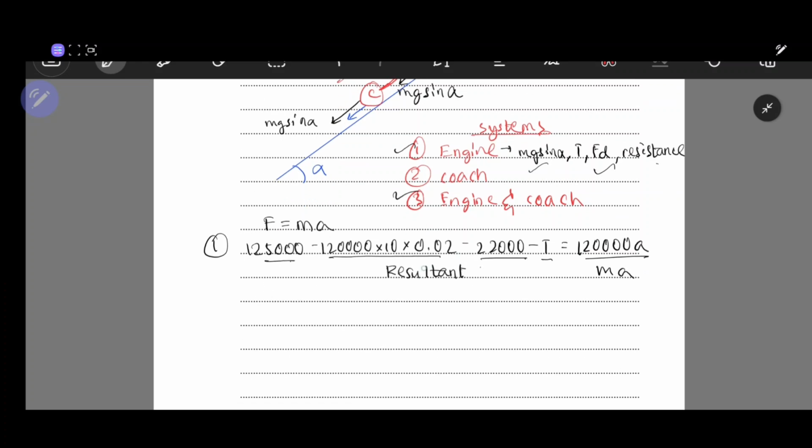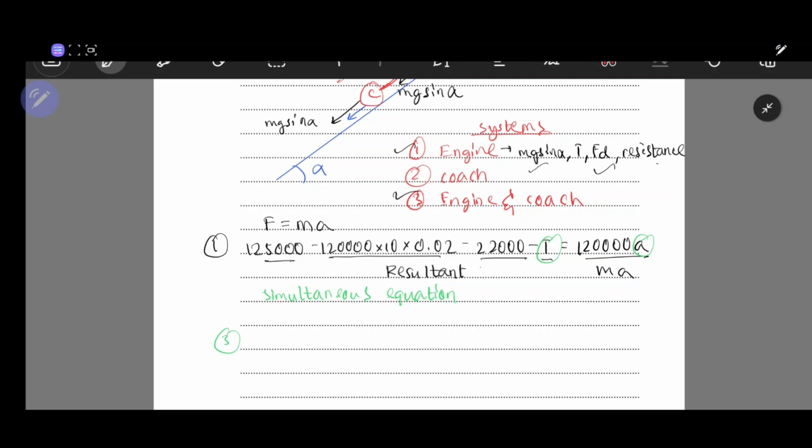So this is for system 1. We can notice that there are two variables, t and a, which means we need to form simultaneous equations to solve this question. And as previously mentioned, I'm going to use system 3.